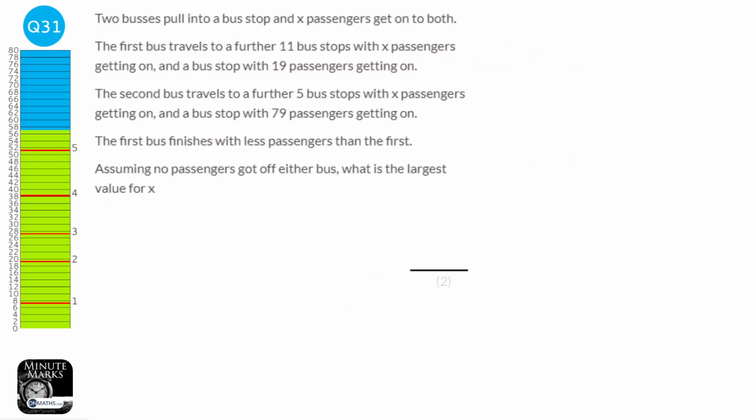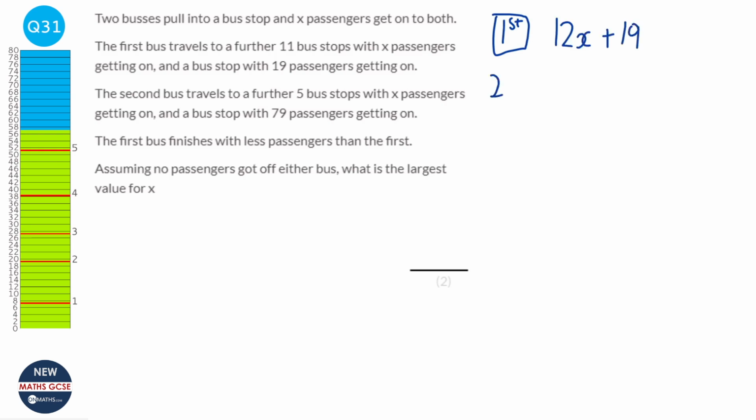So we're going to write an expression for the amount of people on the first bus. So they've started with X passengers and they've gone to 11 bus stops with X passengers. So altogether that is 12X. So we're going to have the first bus. And so we've got 12X. And then on the last bus stop, 19 passengers get on. So plus 19. Now for the second bus, well, we start with X and a further 5X come on, because 5 bus stops with X passengers. So that's 6X altogether. And then 79 get on.